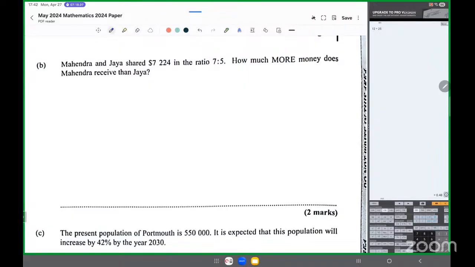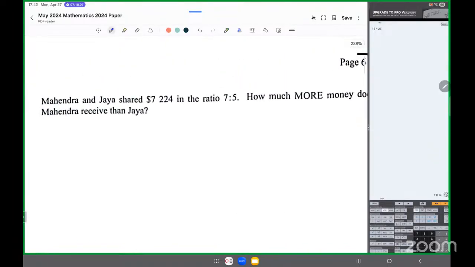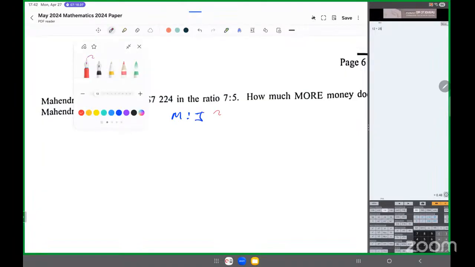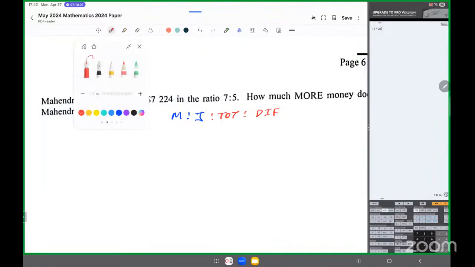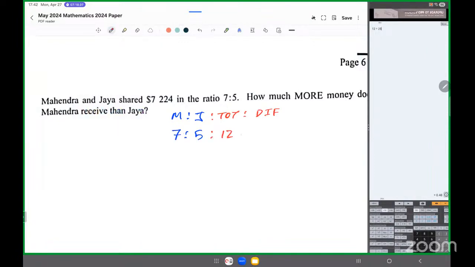Right? So you can say it is Mahendra to Jeha, and we can extend it to show the total and also to show the difference between them. So putting in the numbers, it will be 7 to 5. And we extend it to a total of 12 and a difference of 2. The difference between this is 2.